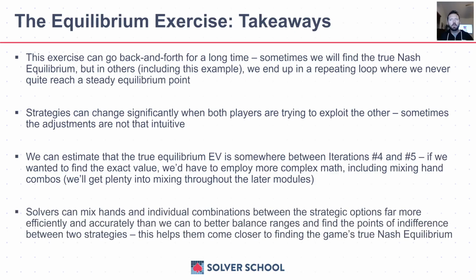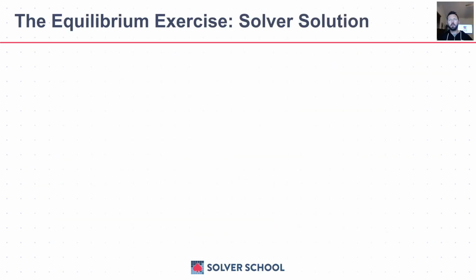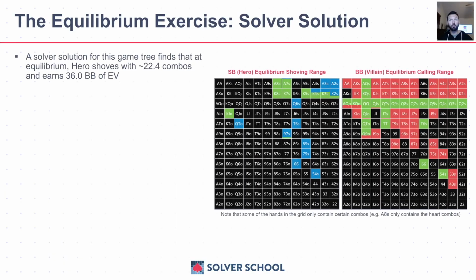Now, this is where solvers come into play. Solvers can mix hands and mix individual combinations between the strategic options far more efficiently and far more accurately than we can. And they can better balance ranges that way. And by doing so, they find points of indifference between those two strategies, which helps them come closer to finding the game's true Nash equilibrium. Now, it just so happens I actually did run this through a solver to show you what a solver solution would actually look like. And because this is a simple river calculation, we actually can find a Nash equilibrium here.